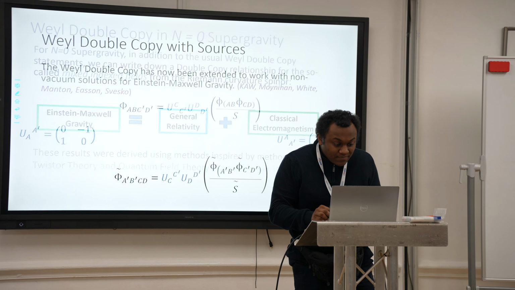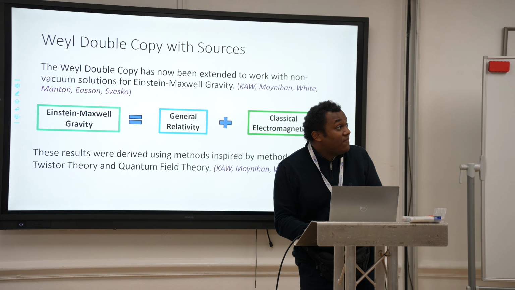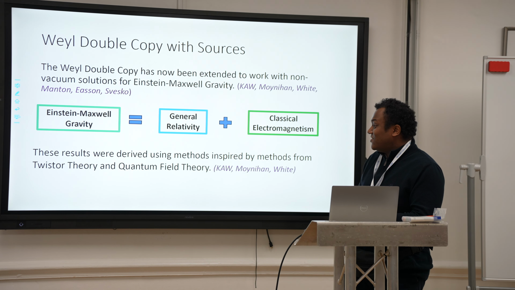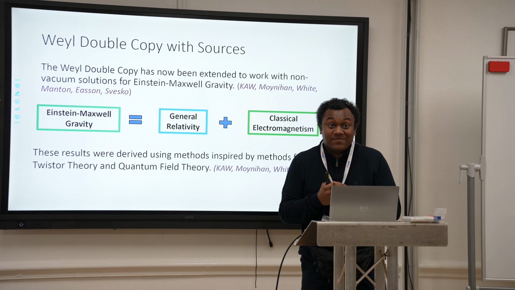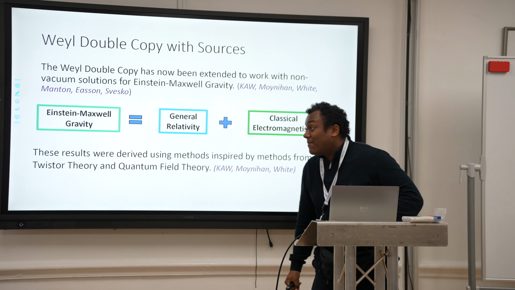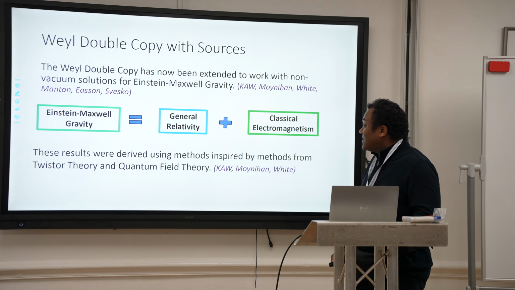We can also, moving on from this, take the results that we found for N=2 supergravity and use them to extend the double copy to work for non-vacuum spacetimes. This was shown to work for a theory known as Einstein-Maxwell gravity.